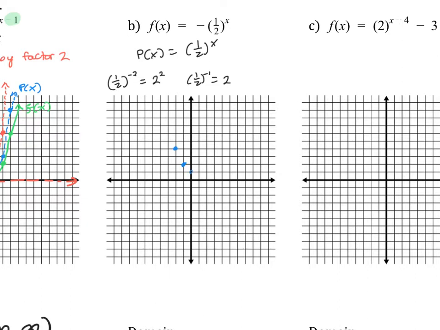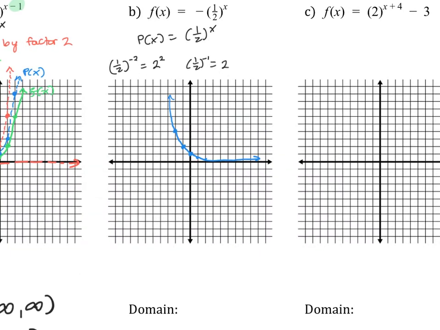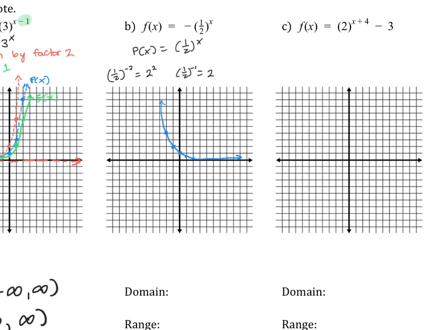Anything to the power of 0 is 1. 1/2 to the power of 1 is 1/2. 1/2 squared is 1/4. So you can see that it does have that decay feature where it slowly is going down. Okay, so now that we have our parent function, we can address the transformation that we see.